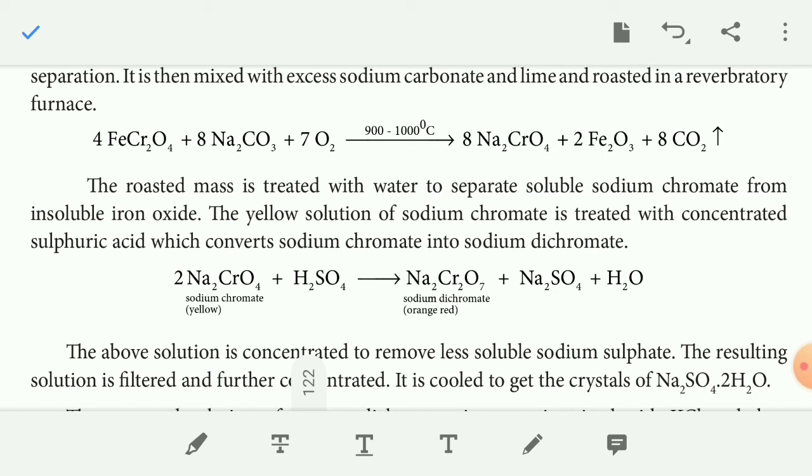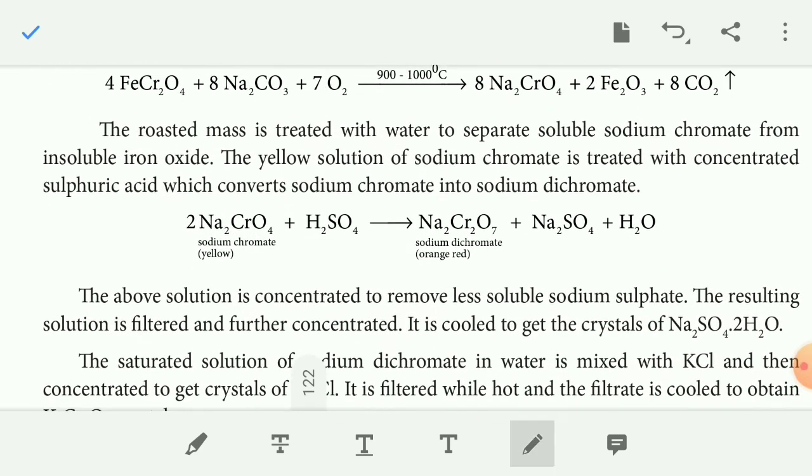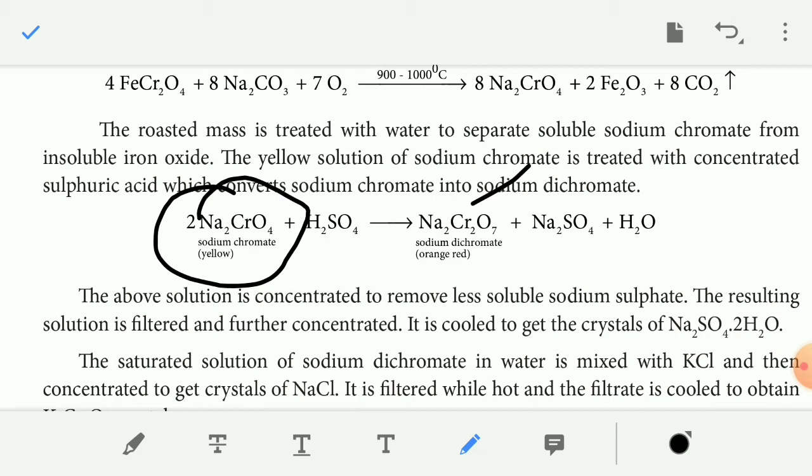Here, the yellow solution of sodium chromate is treated with concentrated sulfuric acid. When we add sulfuric acid, the yellow sodium chromate reacts and changes to sodium dichromate, which is orange red. The formula is Na2Cr2O7; for chromate we say CrO4, for dichromate Cr2O7. So first we take the chromite ore and react it with sodium carbonate to get sodium chromate, then treat it with sulfuric acid and convert it into sodium dichromate.